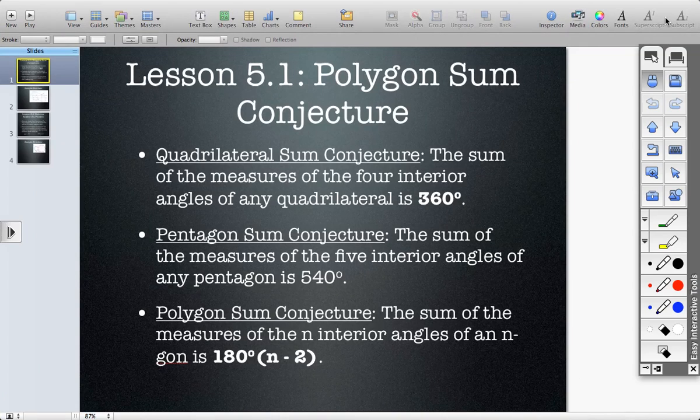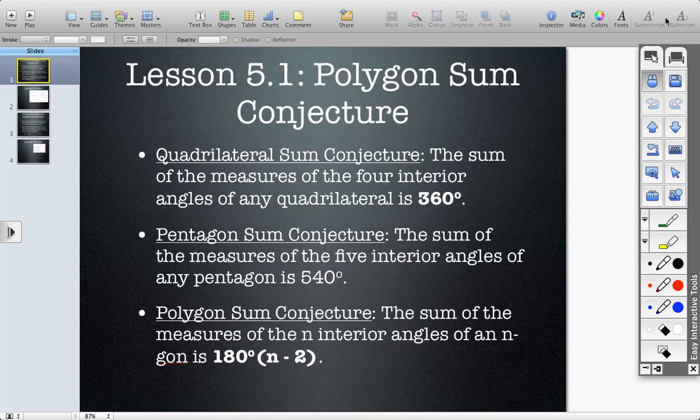Right, so we are going to summarize our lesson on the Polygon Sum Conjecture with this video. Throughout our investigation, we walked step by step through measuring all of the interior angles of whatever polygon we drew. And we noticed that if we had a quadrilateral, the sum of the four angles was always 360 degrees. And if I had a pentagon, it was always 540 degrees.